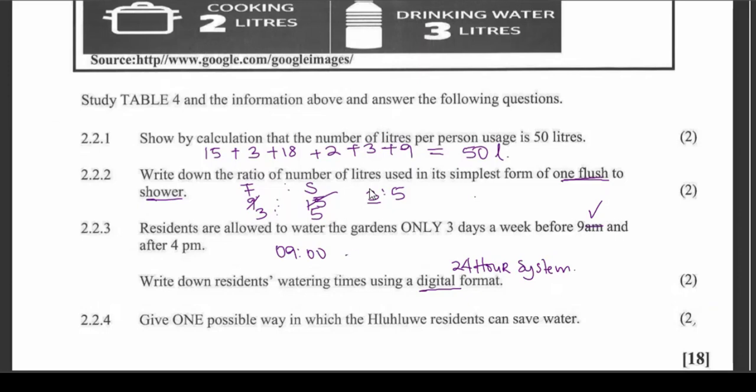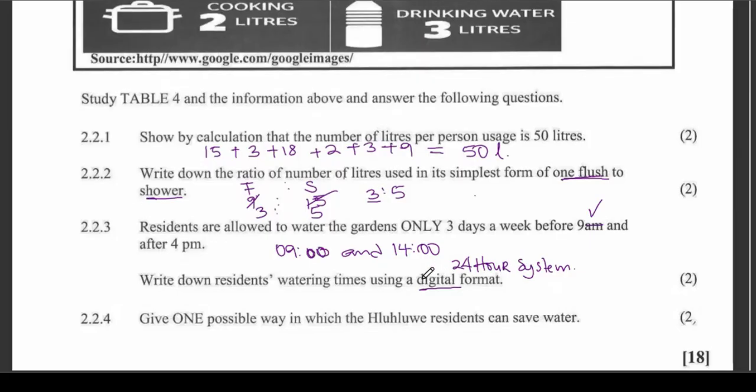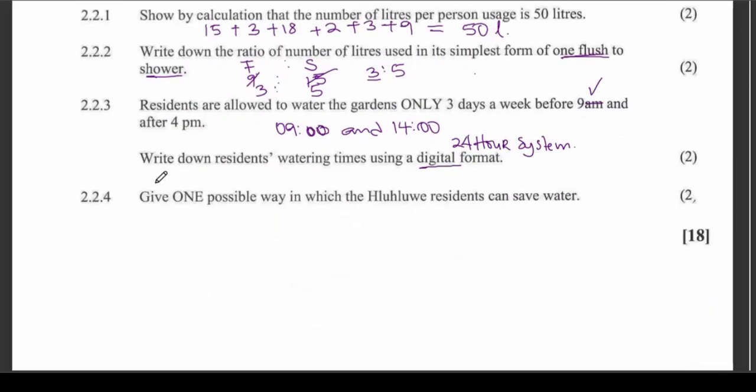Then the 4 p.m., we shall add 12 and it becomes 16:00. Take note, we don't have AMs and we don't have PMs in digital format. Leave the answer the way you've got it. Anyway, give one possible way in which residents can save water.